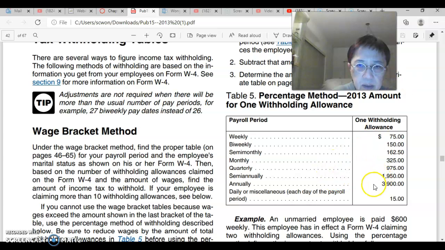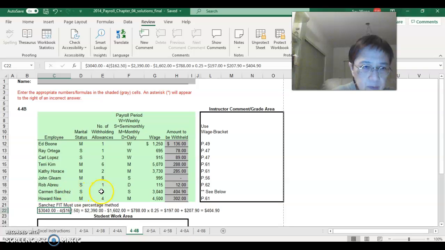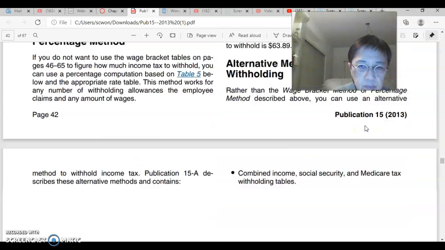On the semi-monthly, it's $162.50 for one withholding allowance, but she has 4 allowances. Okay, Carmen Sanchez has 4, so 4 times $162.50, and then minus from the $3,040 equal to $2,390 minus the $1,602. Why is it 1,602? Because take a look at the percentage withholding table.